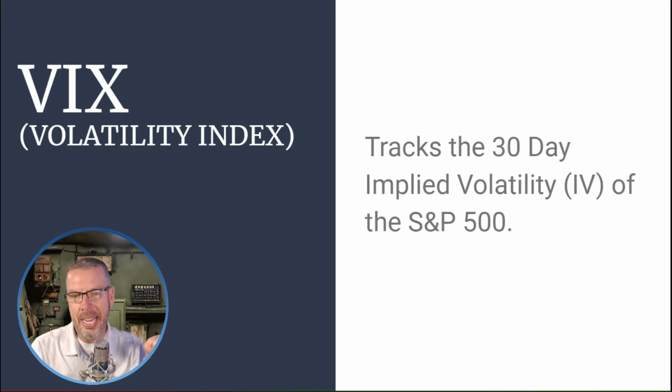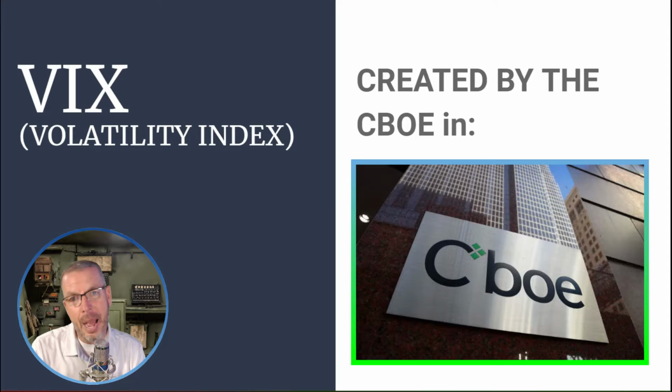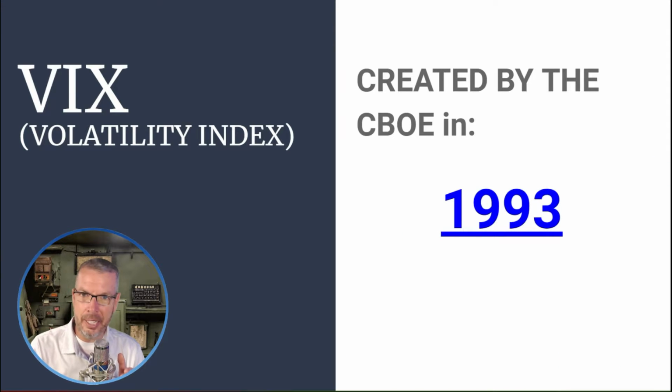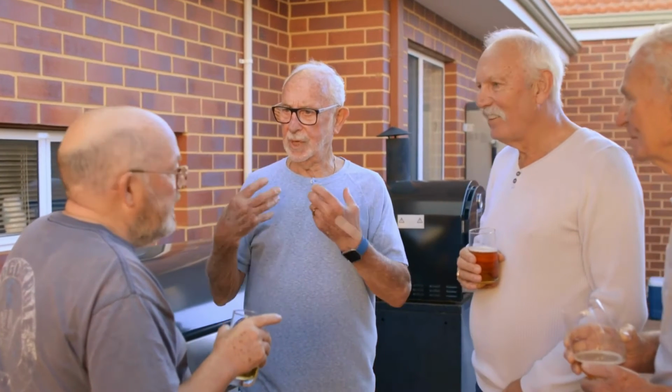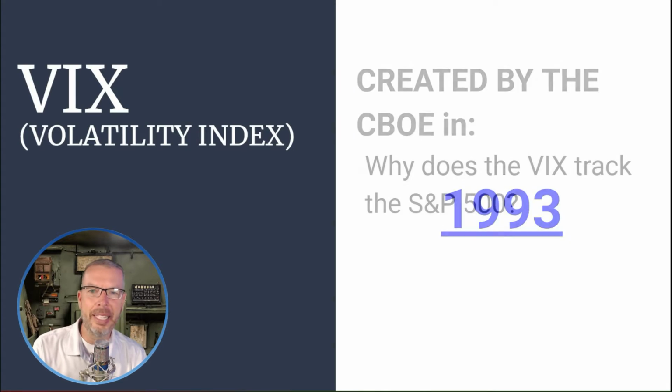First things first, the VIX stands for Volatility Index, and it tracks the 30-day implied volatility of the S&P 500. It was created by the CBOE, the Chicago Board Options Exchange, back in 1993. Now, I'm going to venture to say that there might be a few people on here who were born after 1993, but probably most of the people on this video were born before 1993, so we're in good company here.